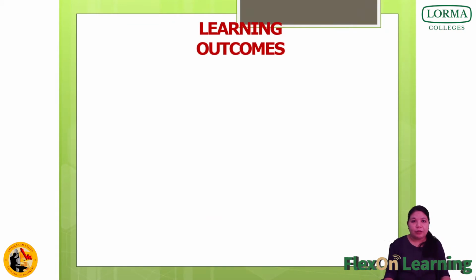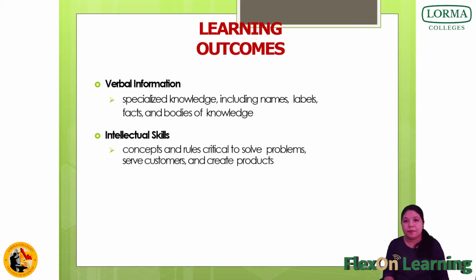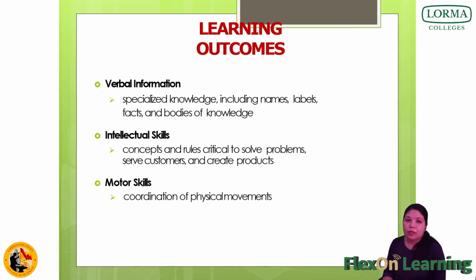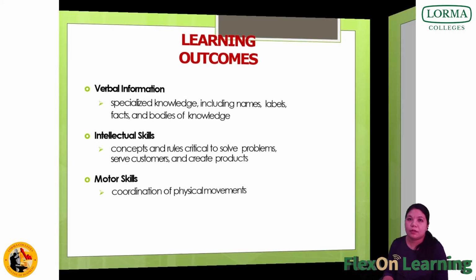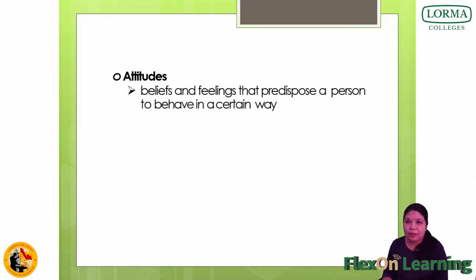Now, what are the learning outcomes? First, we have the verbal information that involves specialized knowledge, including names, labels, facts, and bodies of knowledge. We have also intellectual skills, concepts, and rules critical to solve problems, serve customers, and create products. It can also be motor skills, wherein there is a coordination of physical movements. We have also attitudes, beliefs, and feelings that predispose a person to behave in a certain way.